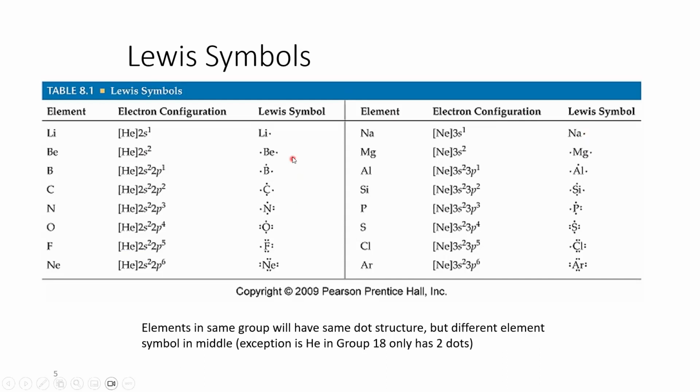And then we can see the same thing in group 2, beryllium and magnesium. Each have 2 valence electrons, so they each have the 2 dots. Boron and aluminum have 3, and then we can see that same pattern all the way down.